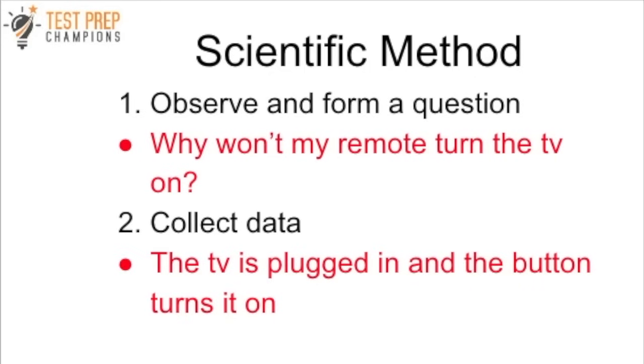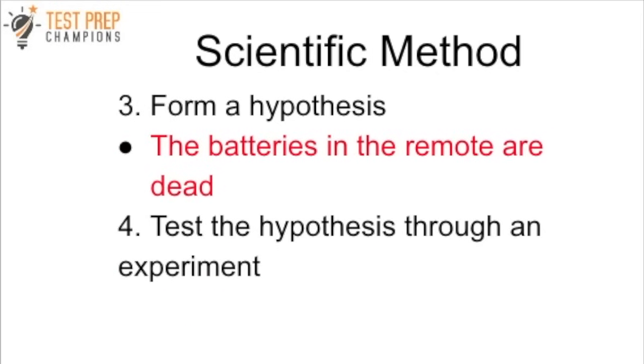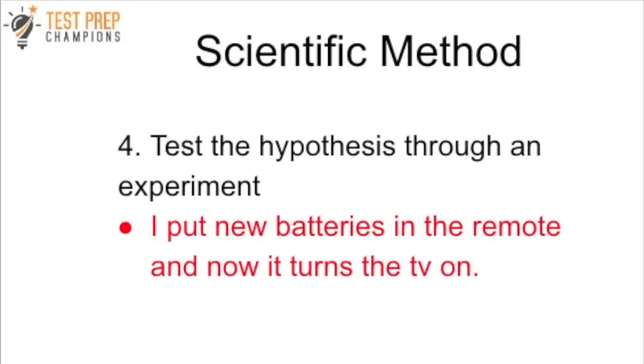So I decide to collect data. I get up, walk over to my TV, and see that it's plugged into the wall, and I even push the button that's on the TV, and I see that when I push the TV button, it turns the TV on. All right, so my hypothesis, or my educated guess about what's going on, is that the batteries in the remote are dead. I want to test this hypothesis through an experiment, and it's a pretty easy experiment to do. I just take the batteries out and put new batteries in. So that's my little experiment.